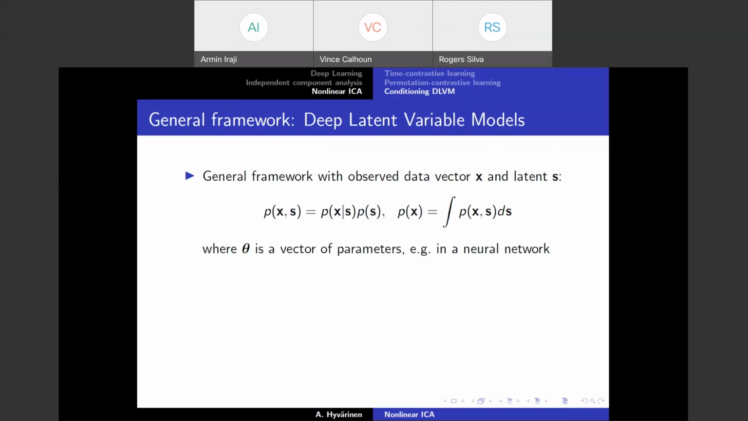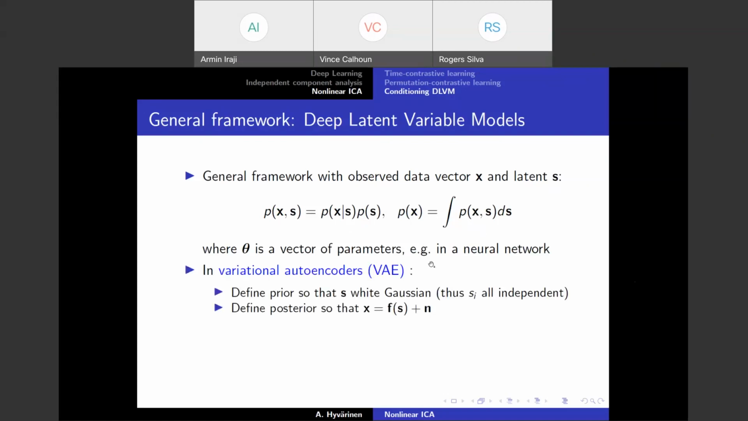So you can represent it in this very general way, where we have some latent vector S and observed data vector X, and then we basically just say that the joint likelihood can be expressed as a product of the prior P of S and the likelihood P of X given S. And you integrate out the latent variables and you get P of X, which is then the probability of X, and that gives you the likelihood of X.